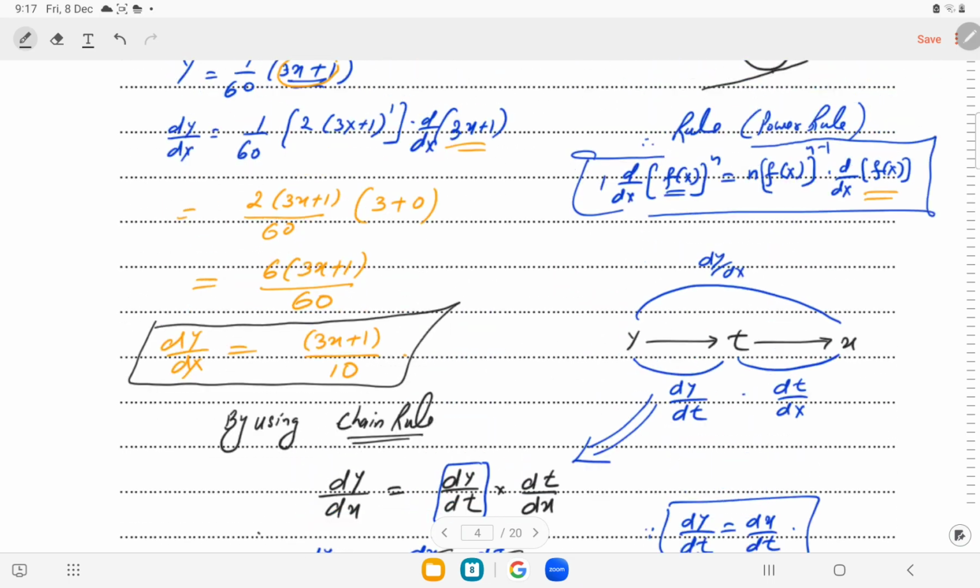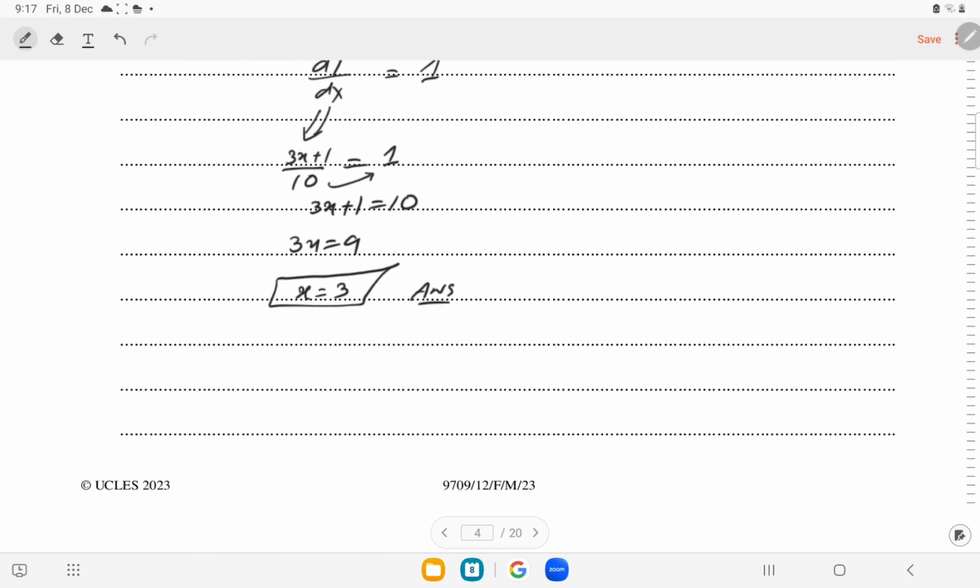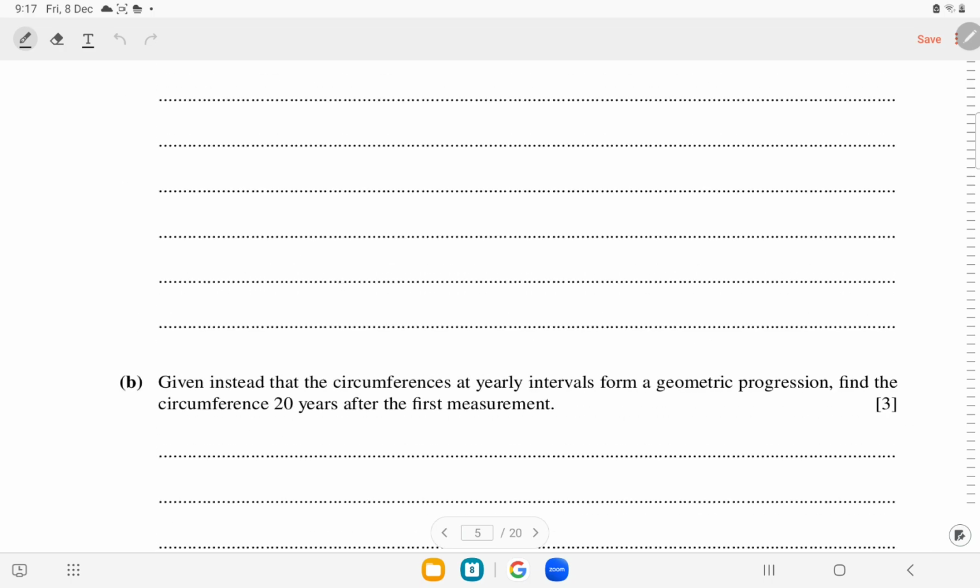As you can see in the question, we have to only find the x coordinates of the point on the curve at which the x and y coordinates are increasing at the same rate. Increasing means that the rate of change must be positive, greater than 0. So dx by dt is equal to dy by dt, because both x and y coordinates are increasing at the same rate. So this 4 marks question we have done. I hope you got it. Let's proceed to the next question, number 4.